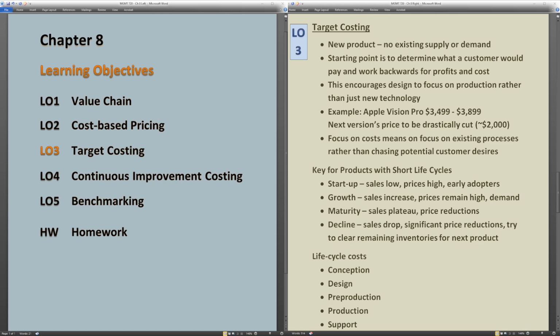Then when a product starts to decline, the sales drop, significant price reductions, the company is trying to clear inventories for the next model or the next model year, like with the next year of the iPhones.